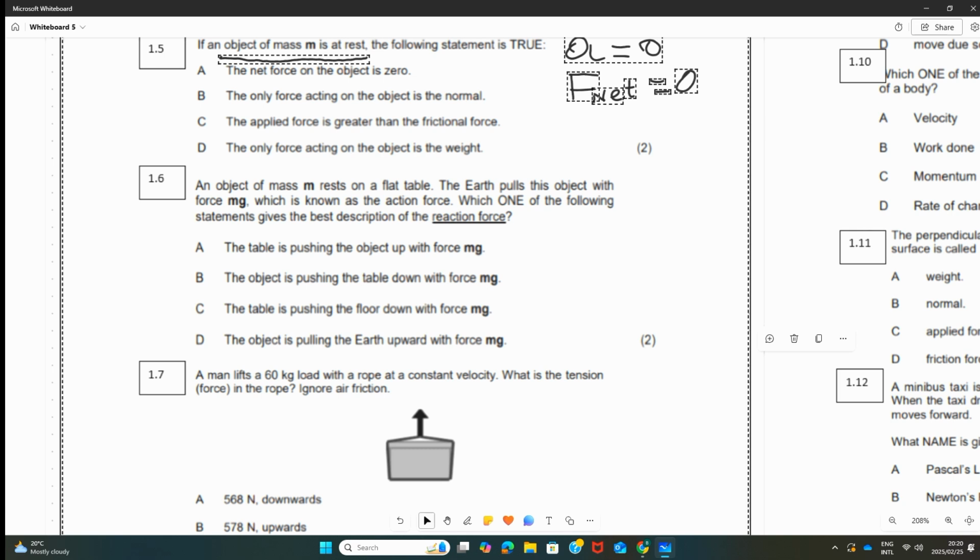Here, the action force is the force of gravity, Fg, or weight. So the force that is opposite to the force of gravity must be an upward force. Let us look at the options. A: The table is pushing the object up with a force mg. B: The object is pushing the table down with a force mg. C: The table is pushing the floor down with a force mg. D: The object is pulling the Earth upward with the force mg.